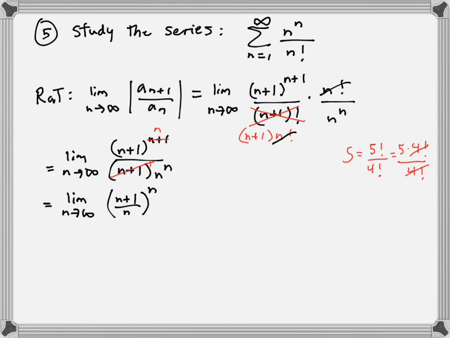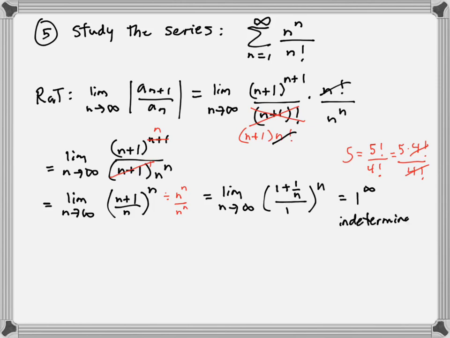Now, this limit is actually tricky, okay? It might seem pretty harmless at first, but if you try the trick that we've been doing, where you divide both by the largest power in the denominator, you actually end up with the limit as n goes to infinity of (1 + 1/n)^n. The problem is that this essentially equals 1 to the infinity, which is indeterminate. In other words, we don't know what this equals.